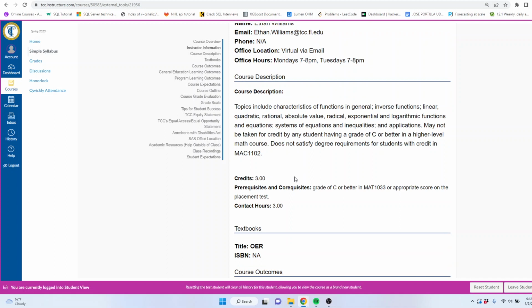Course description. This is the same course description on Workday when you signed up for the course. You can read through the course description if you want. I'm not going to go into the details of all the course descriptions and learning outcomes and all that stuff. I'll just speak to them at a high level. But really, this course is all about learning about different kinds of functions, linear functions like lines, quadratic functions, factoring, absolute value functions, exponents and logarithms, and graphing all of those things, and also some applications, so word problems.